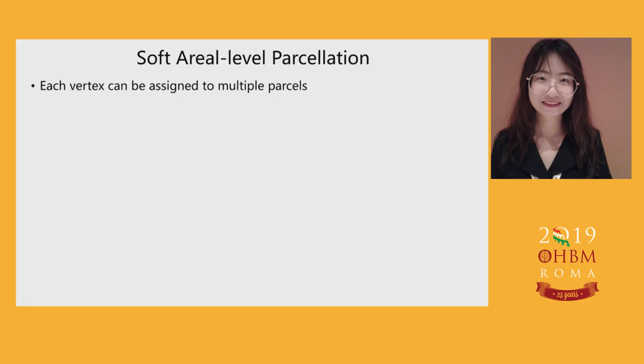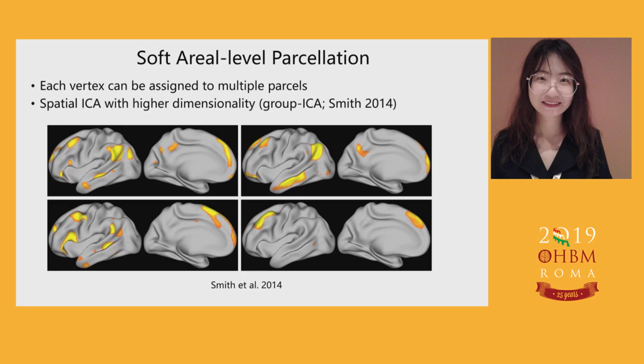We also have the soft area level parcellation. In this case, each vertex can be assigned to multiple parcels. Again, the most common way to achieve this is by performing spatial ICA with higher dimensionality. In this example, I'm showing the 4 spatial maps corresponding to the default network by performing spatial ICA with 300 dimensions.